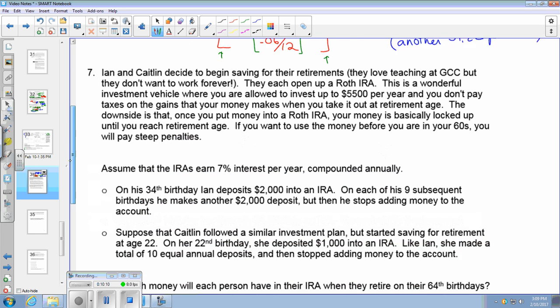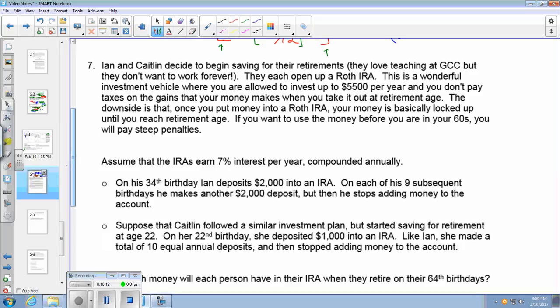All right, number 7. Ian and Caitlin decided to begin saving for their retirements. They love teaching at GCC, but they don't want to work here forever. So they each open up a Roth IRA. This is a wonderful investment vehicle where you're allowed to invest up to $5,500 per year, and you don't pay taxes on the gains that your money makes when you take it out at retirement age. The downside, though, is that once you put money into the Roth IRA, your money is basically locked up until you reach retirement age. In other words, if you want to use the money before you're in your 60s, you're going to have to pay steep penalties.